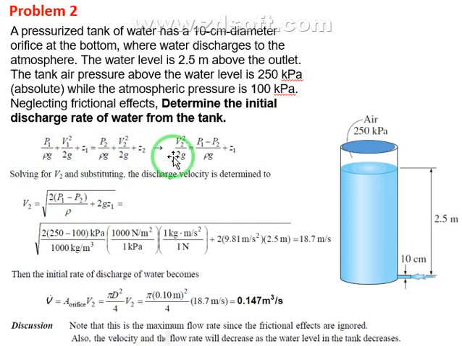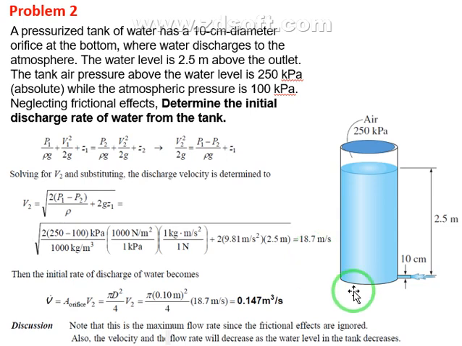So we did this equation here, we remove Z2 only. So only Z2, just as you not remove, it's equal 0. Other parameters are still there, and V1 is 0. So we get this equation, just direct substitution, we're going to get the velocity V. Velocity is 18.7 meters per second.